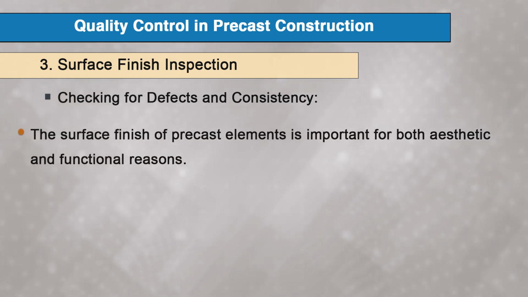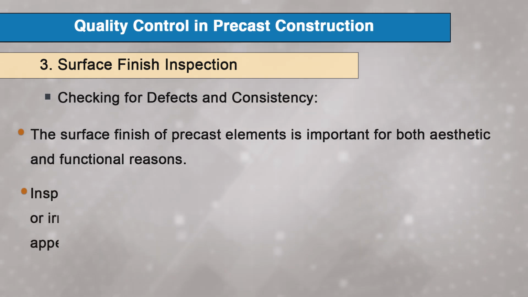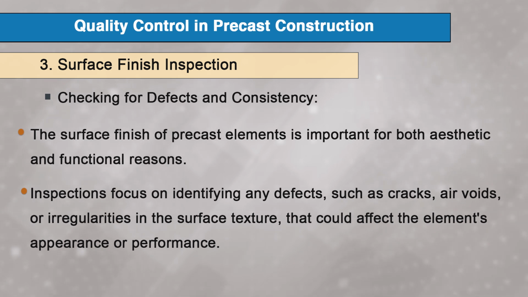The surface finish of precast elements is important for both aesthetic and functional reasons. Inspection focuses on identifying any defects such as cracks, air voids or irregularities in the surface texture that could affect the element's appearance or performance. The key practices include the visual inspection, that is conducting a visual inspection of each precast element surface to identify defects like cracks, chips or inconsistencies in texture or color.